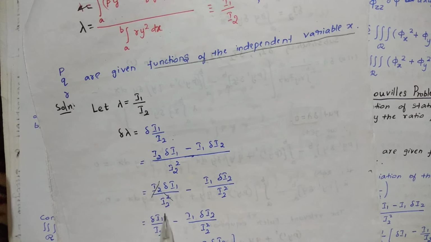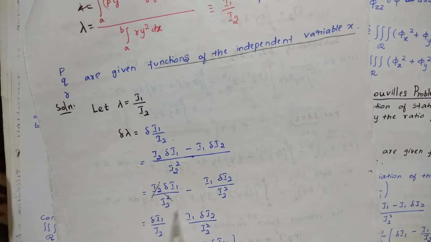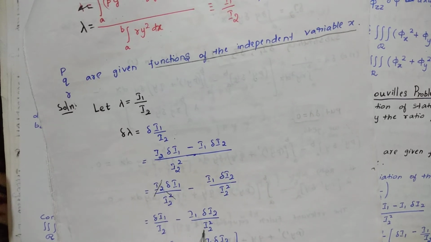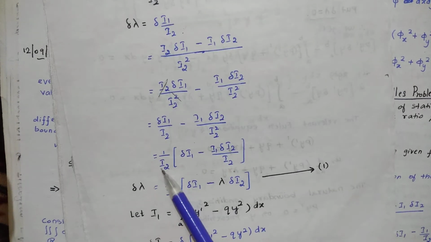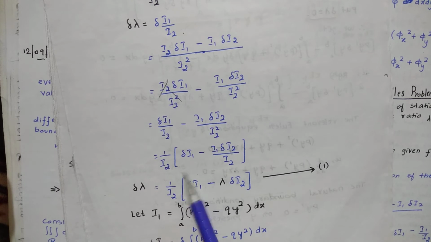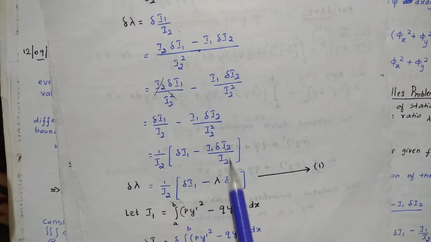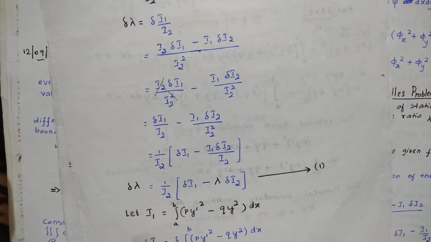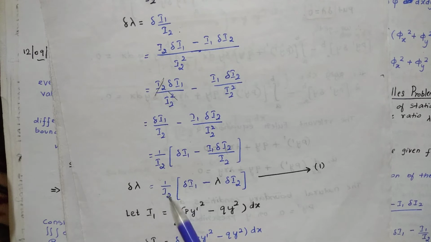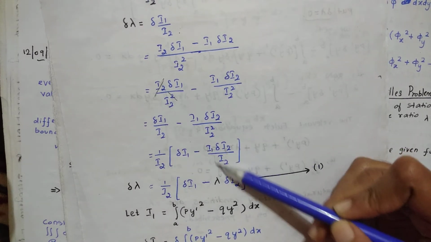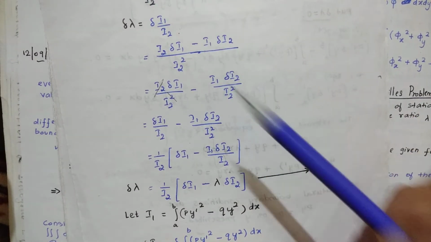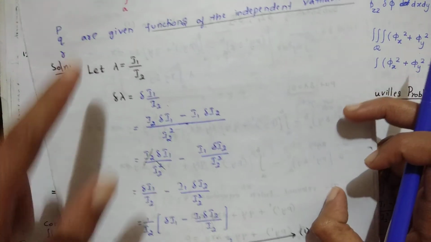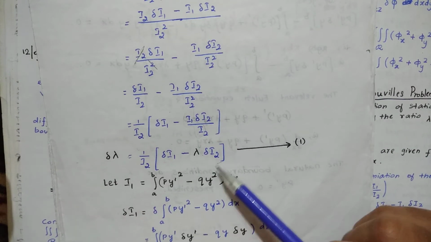Now you can cancel I2 so that you will get this step. After that you are taking 1 by I2 common so that you get this term, and then delta lambda is equal to 1 by I2. In the place of I1 by I2 you are putting lambda, because in the beginning we took that lambda is equal to I1 by I2, right? So you are using this here in equation number 1, so that you get this.